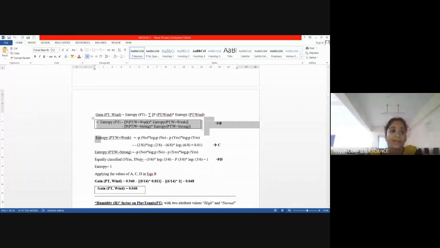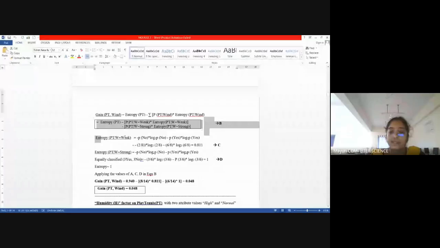Separate tables I have written according to the values of wind. Weak values separately I have taken, strong values I have separately taken. Out of that, 8 values are there in 14, into entropy of that weak, which we have calculated. Out of 8, how many positive, how many negative? That value I have taken here. Minus. So if weak values are 8 out of 14, remaining are what? 6 out of 14 were strong.